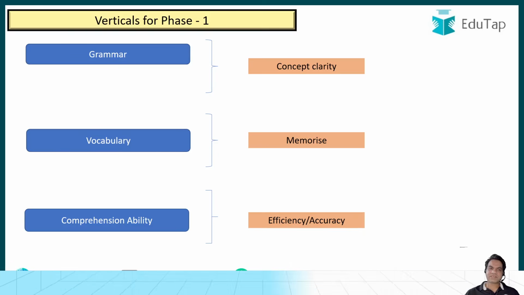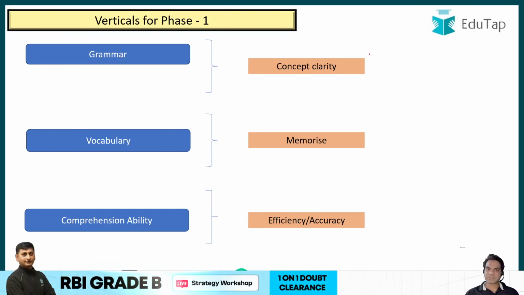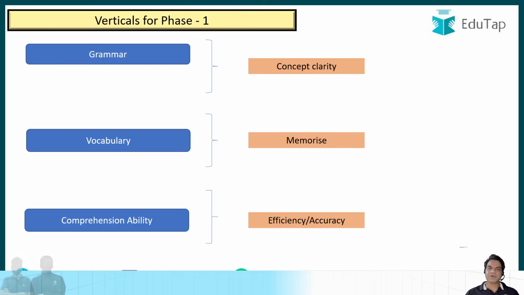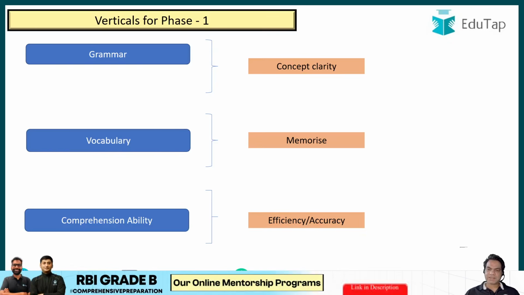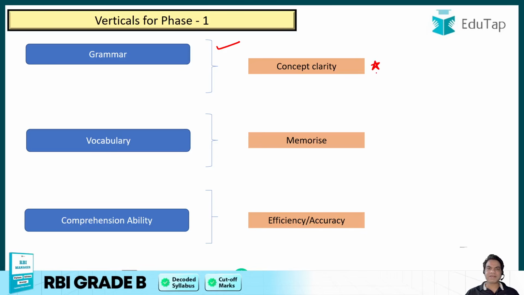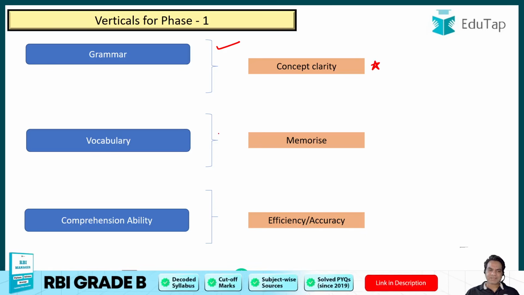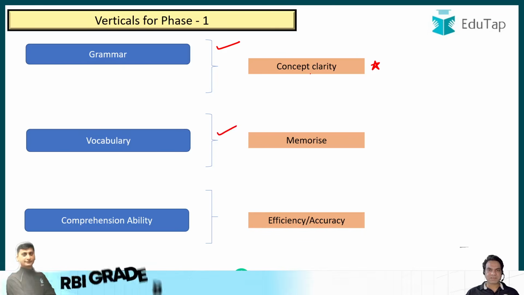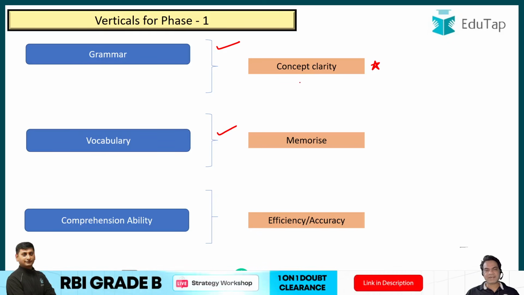Now, what are the verticals that you should be focusing upon? Now, guys, English is not a subject. English is a language. Remember that. So English has to be covered in a very organic manner. There are 3 components of English language that you should be focusing on. Number 1, which is the foundation of English language, that is grammar, which tests your concept clarity, how fundamentally clear you are with your concepts. Second is vocabulary, which includes idioms and phrases, phrasal verbs, your synonyms, antonyms, right?